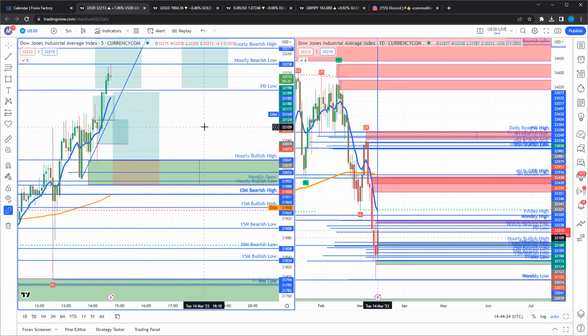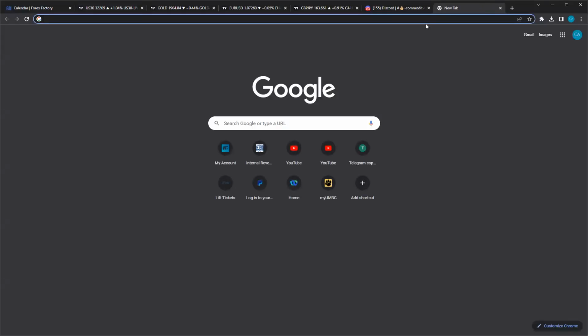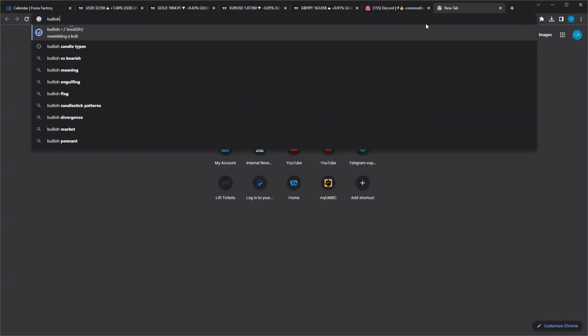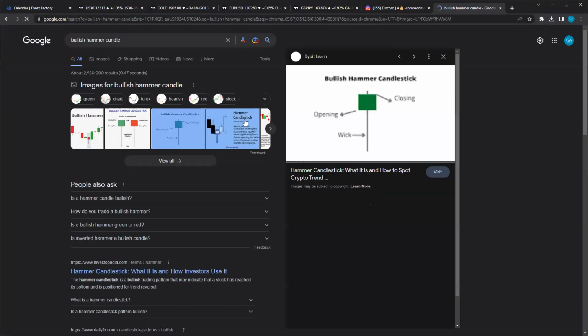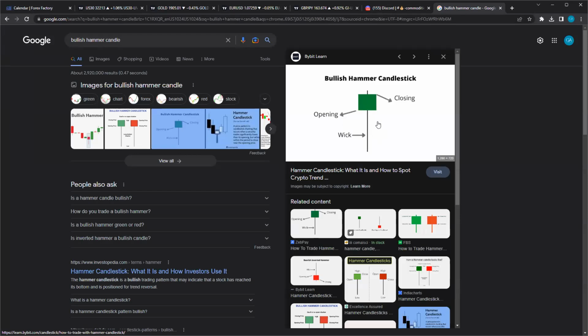The other thing I'm trying to do is get an indicator to help us find those hammer candles. There are four kinds of candles I'm interested in. The first one is the bullish hammer candle. Let me show you guys. This is what I talk about when I say bullish hammer candle. We want a strong wick to the bottom and then a closing body above.